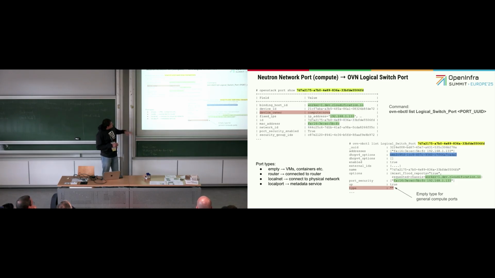So, yeah, you can see on the slide how these resources are mapped. Also, you can see that most of the data from Neutron and Nova is actually mirrored to OVN. For example, in OVN you can also see where this port is deployed, what it belongs to, the MAC address and IP address, etc.